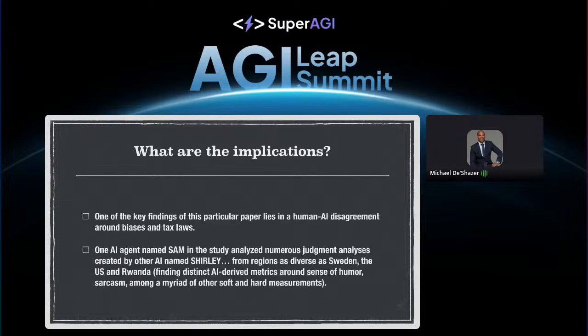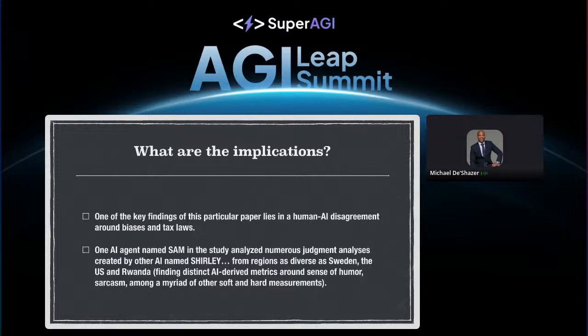Now, what are the implications? So we ran a study, and one of the key findings of this particular paper lies in a human-AI disagreement around biases in tax laws. So we had two AIs, one named Shirley and one named Sam. Shirley analyzed cases individually from Rwanda to Sweden to Hong Kong, in both Cantonese and English, as well as in the UK and the US.